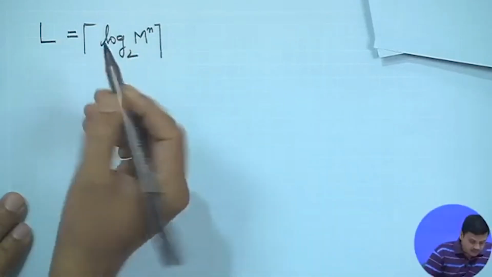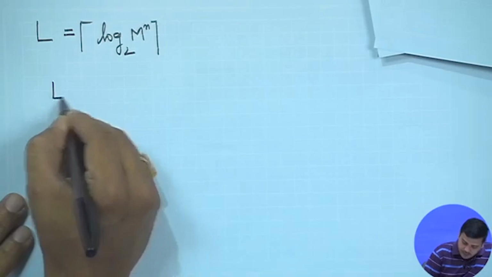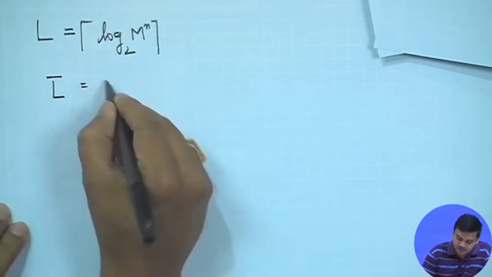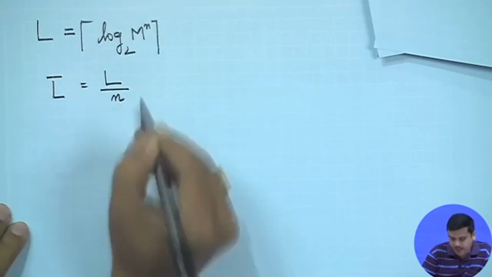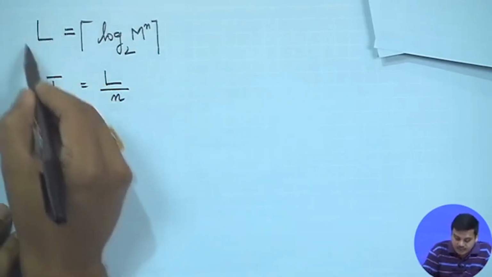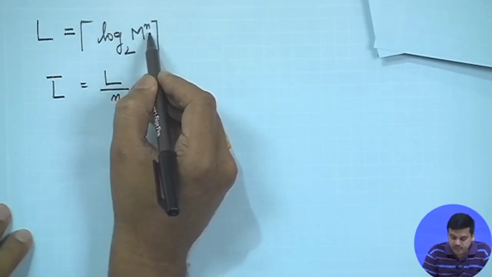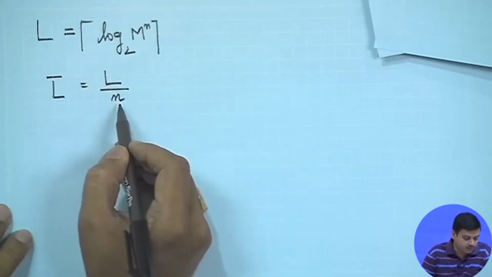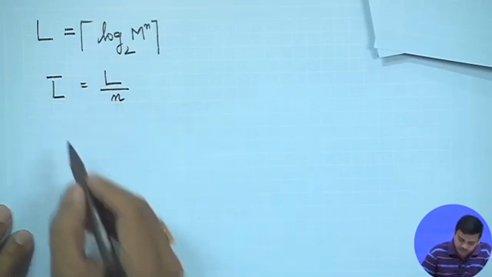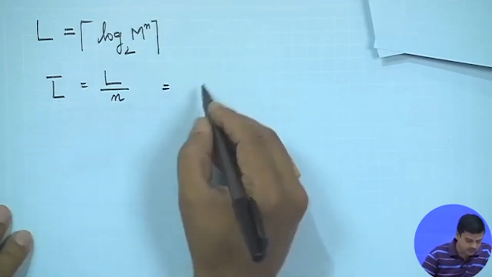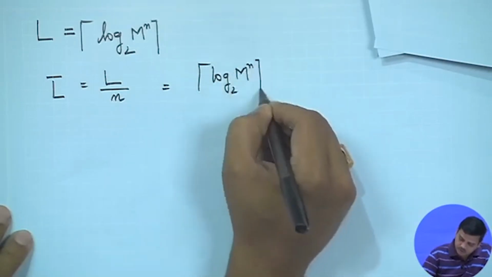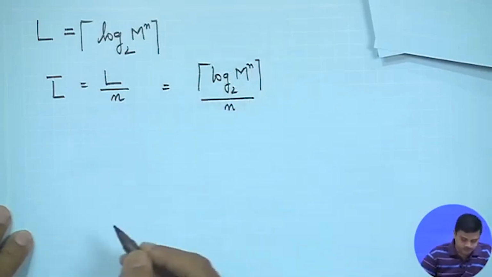So, this is the number of bits that are required, and L bar, I would indicate this as the number of bits per source symbol. That means, this is equal to L divided by n. Why I do this? Because this has n symbols encoded in it. So, on an average, every symbol will require L upon n number of bits per original source symbol. So, if I look at this L bar, this is equal to the ceiling of log base 2 m to the power of n, upon n.